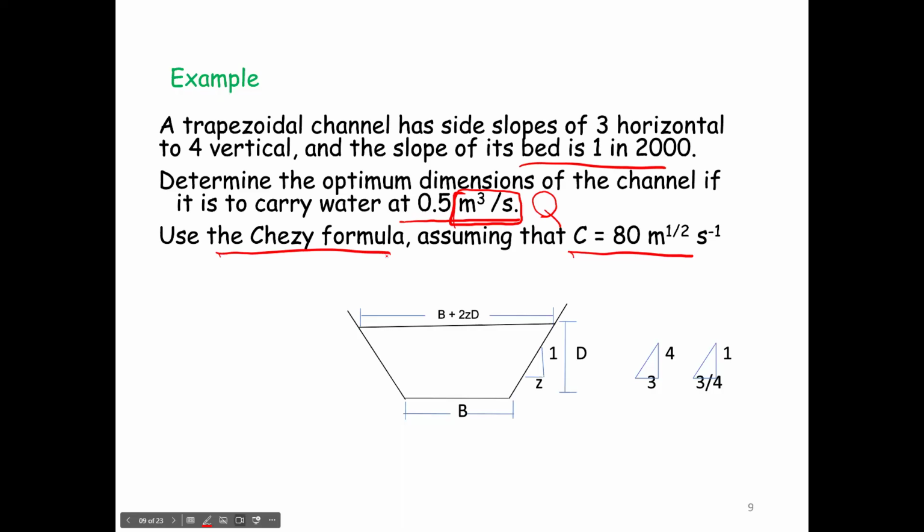Before I solve this question, do you remember that I said for Z, we always say Z is the horizontal over 1. Otherwise, you will be confused. Now it says that it's 3 horizontal, 4 vertical. So I try my best to make it like the pattern that is easy for me. So it's 4 over 3. I will change it to 1 over 3 over 4. So I change it to have 1 vertical, everything horizontal.